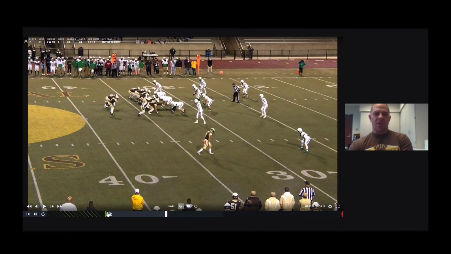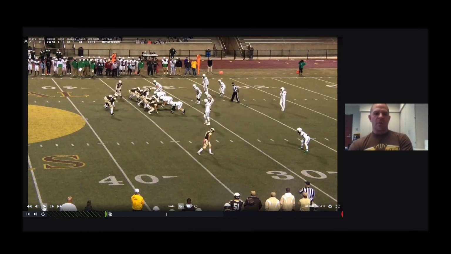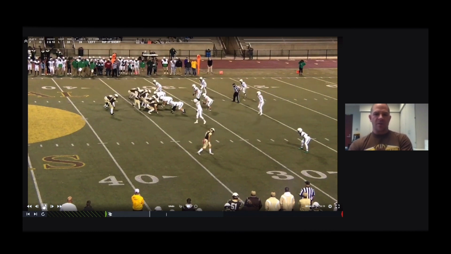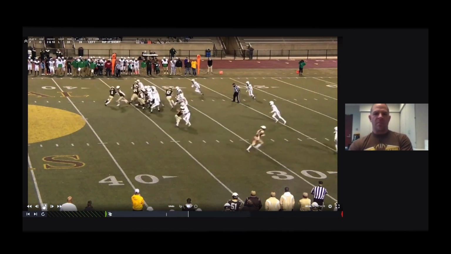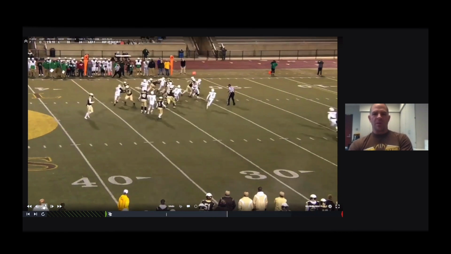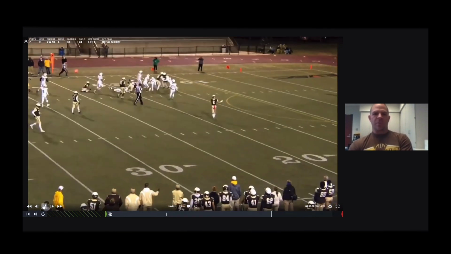So this is just another way that we can run buck sweep. We're going to motion that wing across and then run buck sweep back short, and we're going to use that tight end to kick out off of his butt. So here it is, left rip, and all we're doing is running buck sweep back away from the motion. Keeps it real simple for our kids.